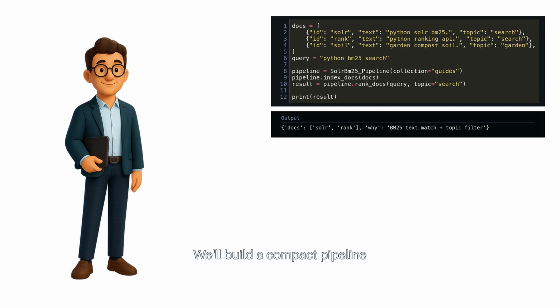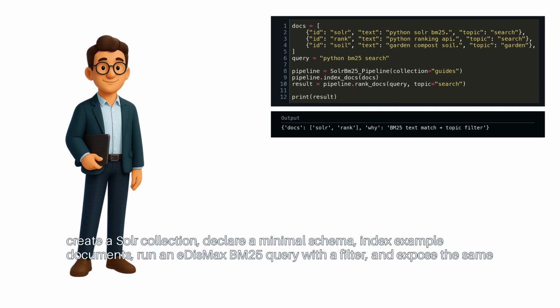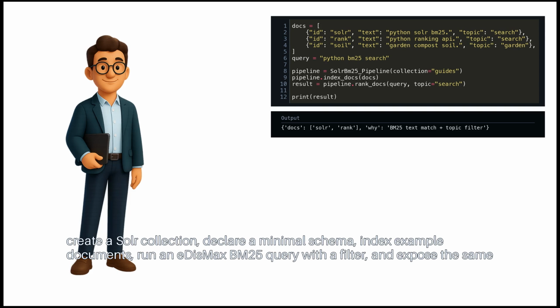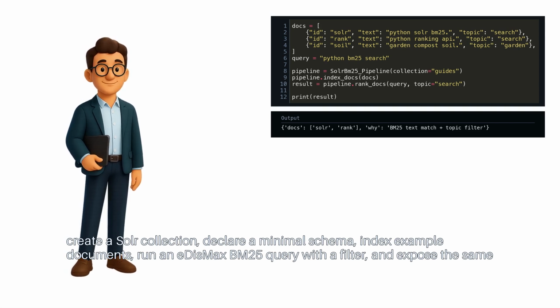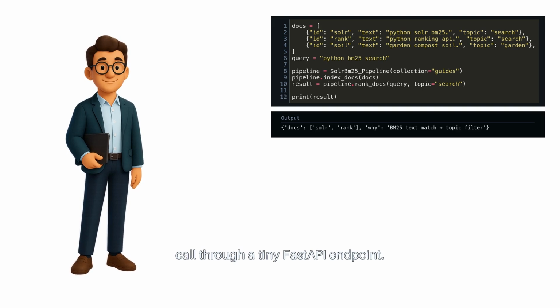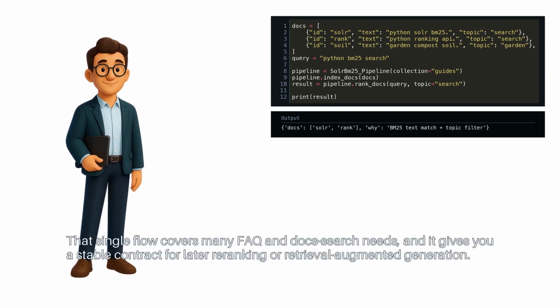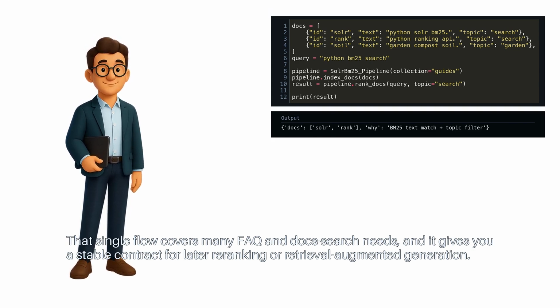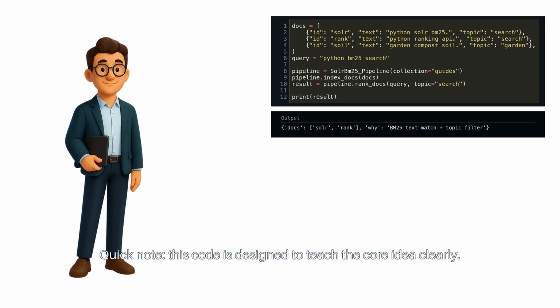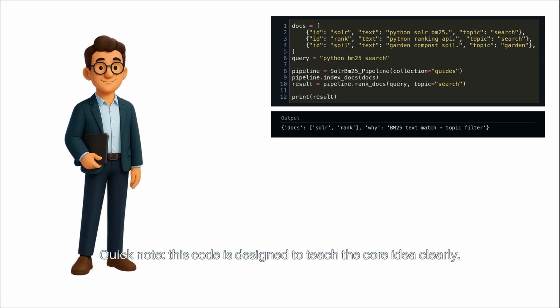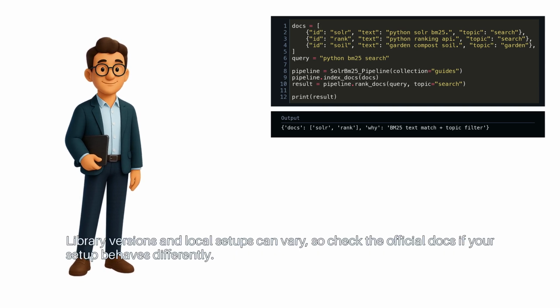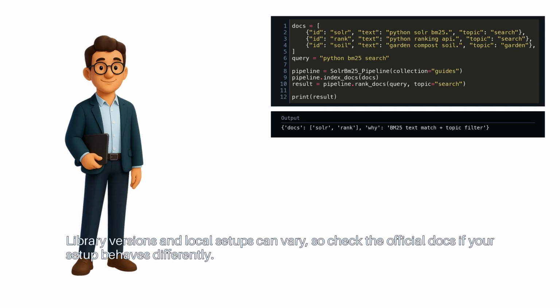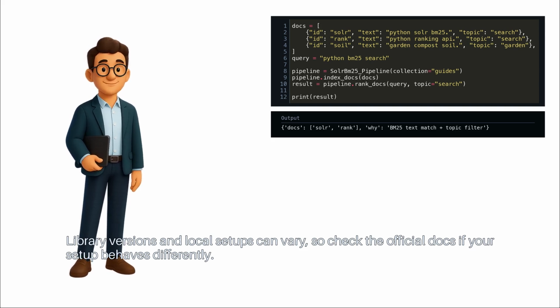permissions. We'll build a compact pipeline, create a Solr collection, declare a minimal schema, index example documents, run an eDisMax BM25 query with a filter, and expose the same call through a tiny FastAPI endpoint. That single flow covers many FAQ and doc search needs, and it gives you a stable contract for later re-ranking or retrieval augmented generation. Quick note, this code is designed to teach the core idea clearly.